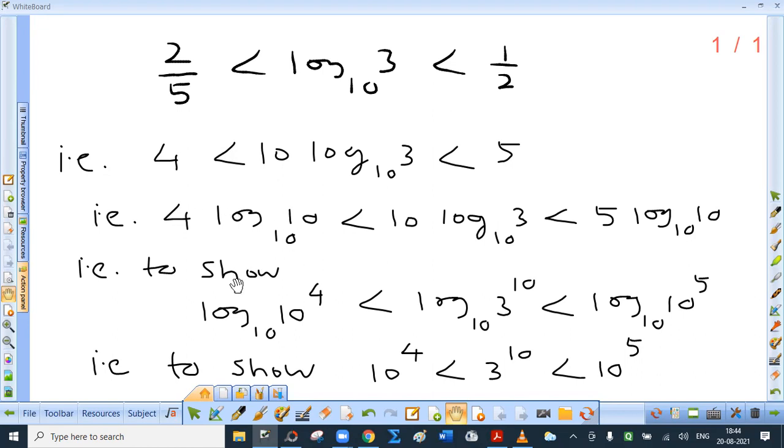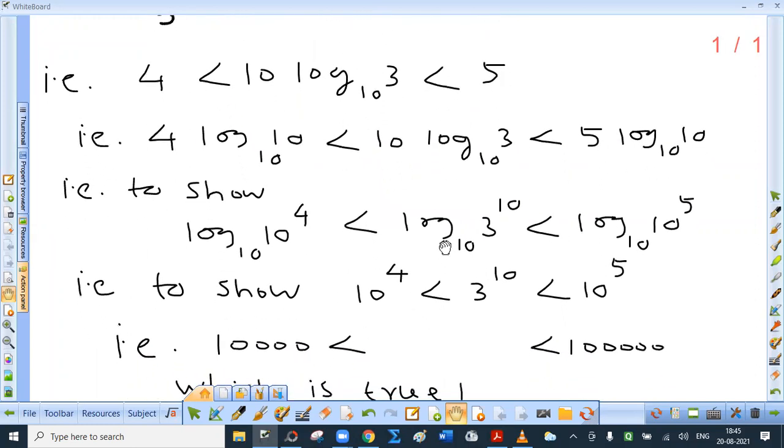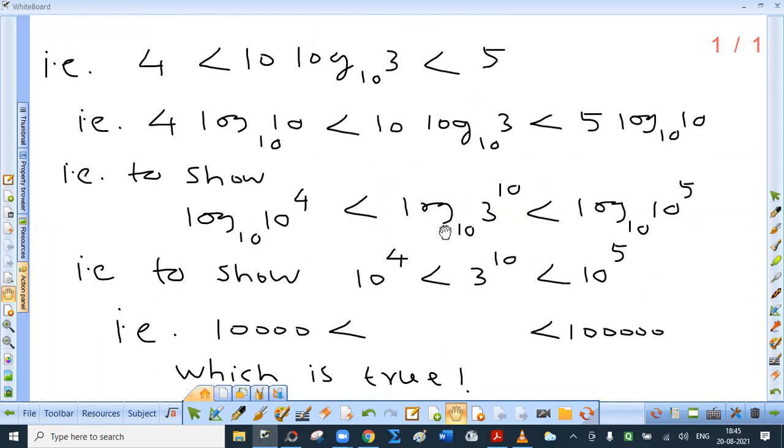Now, n log m is log of m raised to n. So that is to prove log of 10 raised to 4 less than log of 3 raised to 10 less than log of 10 raised to 5. That is to prove 10 raised to 4 less than 3 raised to 10 less than 10 raised to 5. Now can you tell me what is 10 raised to 4? It is 10,000. What is 10 raised to 5? It is 1 lakh. And 3 raised to 10 is basically 3 raised to 5 square.